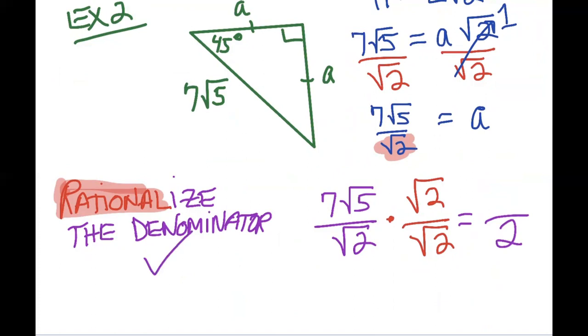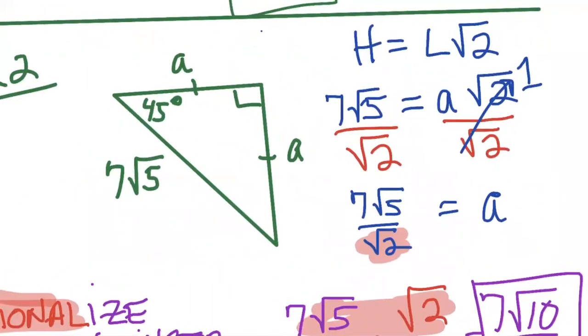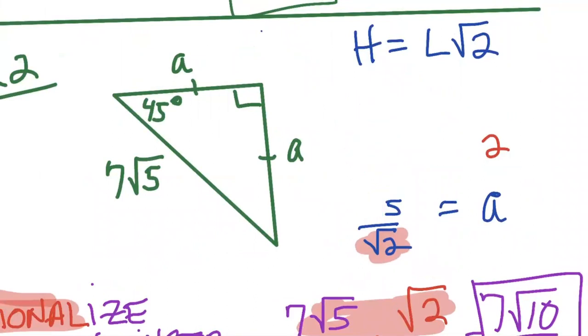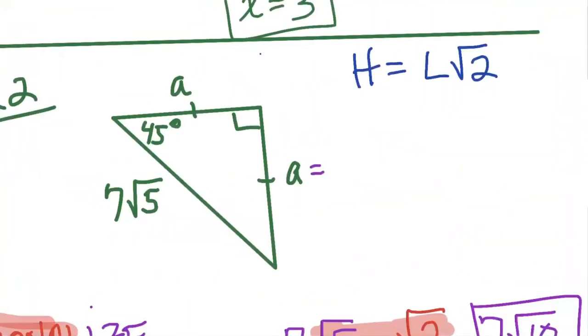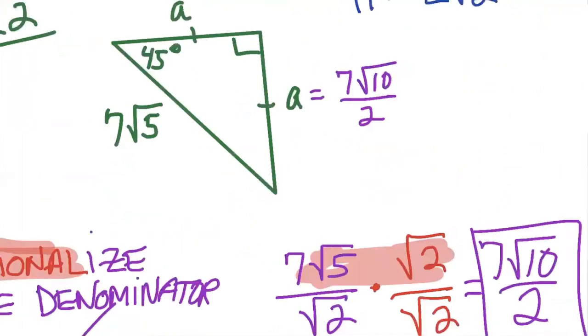And in the numerator, I can multiply these two radicals together because they're both square roots. So I get 7 times the square root of 10. Yay! All right, so I'm going to mark my little triangle here. Let me get rid of all this stuff because I know you can already rewind. So this is 7 times the square root of 10 over 2. All right, here we go, moving forward.